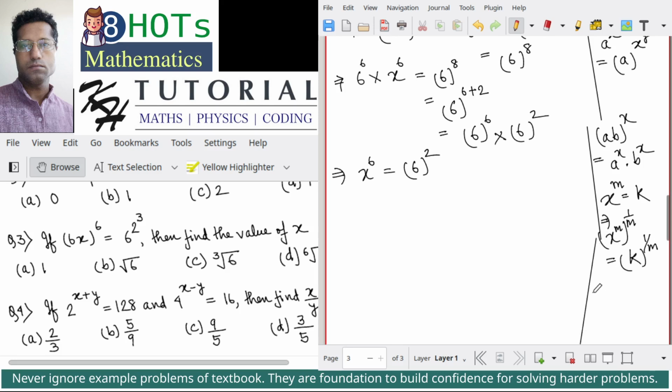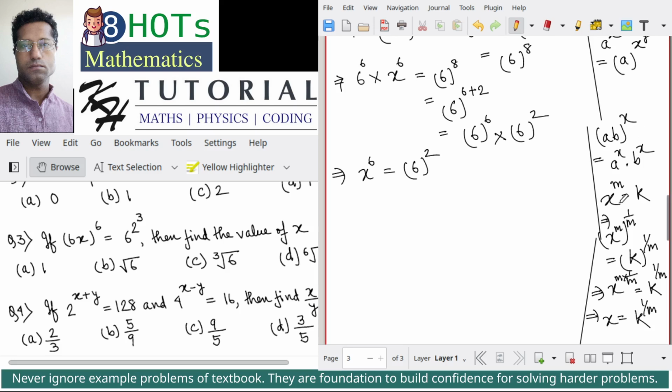Now you can see that the left hand side will be x, because x to the power m and whole raised to the power 1 by m, the powers get multiplied, so it will be x to the power m multiplied by 1 by m, which is x to the power 1. So this implies x we are getting as k to the power 1 by m. So this concept you must remember.